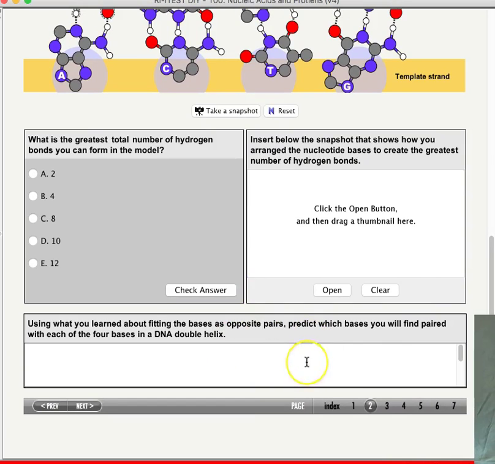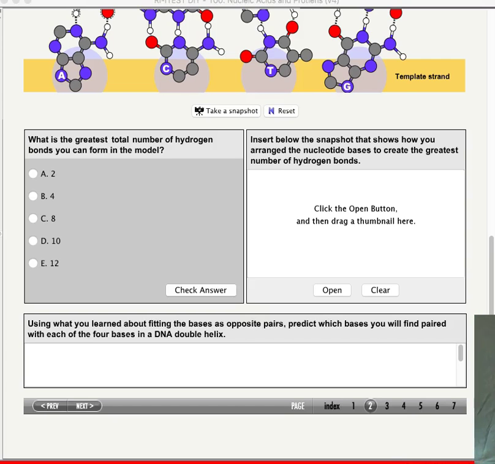So you already know this. Predict which pairs you'll find paired up with each of the 4 bases in the DNA double helix. Just so you can see how the helix actually has 2 strands, and those bases come together in the middle and hydrogen bonds form. The hydrogen bonds are represented here by the slots. And it's not really a bond, they're not sharing electrons, they're just stuck together by magnets.